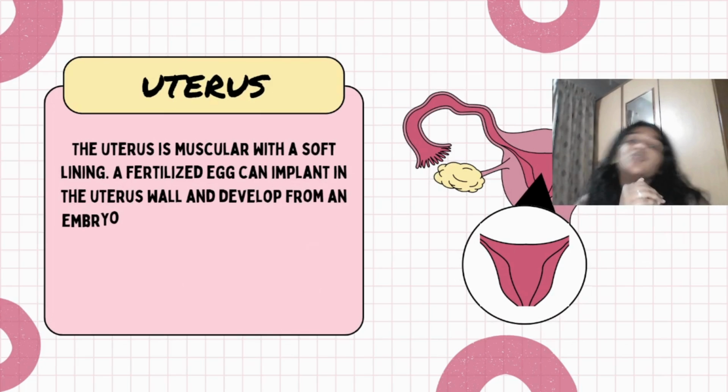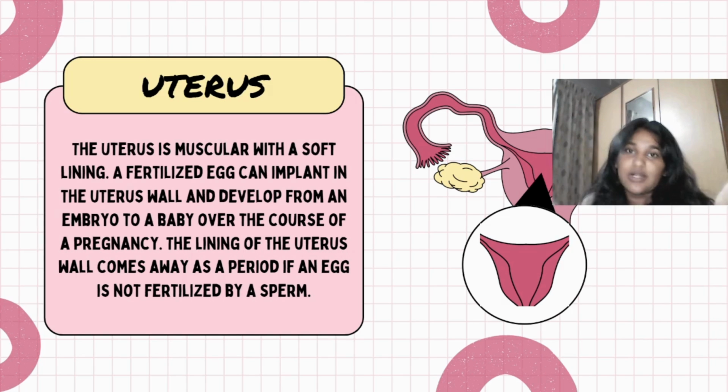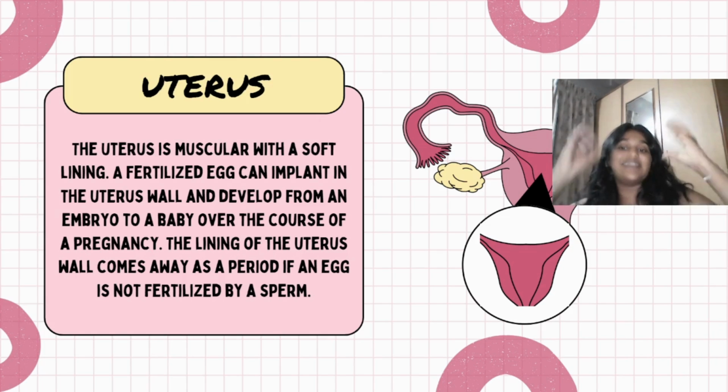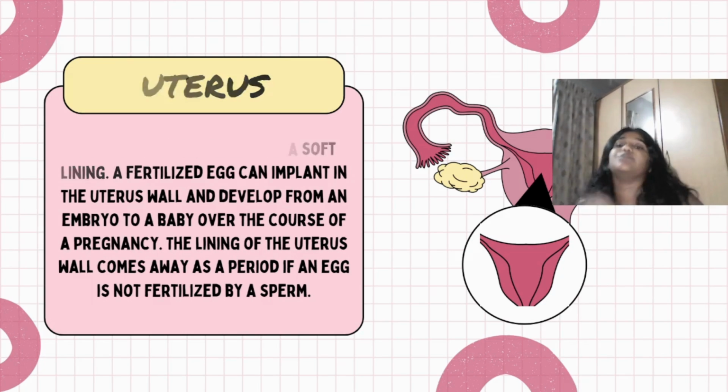Then we have the uterus. The uterus is muscular with a soft lining. A fertilized egg can implant in the uterus wall and develop into an embryo, and into a baby over the course of time called pregnancy. The lining of the uterus wall comes away and falls during the process of a period if an egg is not fertilized by a sperm.